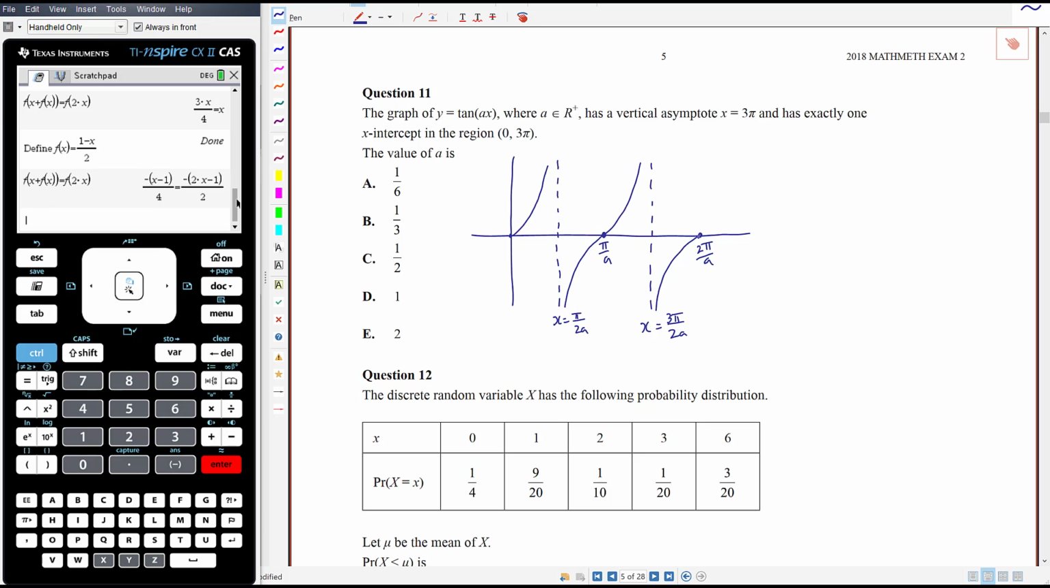Okay, so the graph of y equals tan of ax, which I've just drawn here, has a vertical asymptote at x equals 3 pi and has exactly one intercept in the region 0 to 3 pi. Okay, so what that means is, in order for it to have one x-intercept in the region 0 to 3 pi, not including 0, so there is an intercept at 0, but that's not counted in here, we need an intercept somewhere between 0 and 3 pi. Means that it has to be this intercept. So 3 pi has to be somewhere past here. Okay?